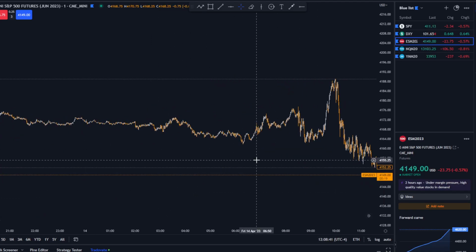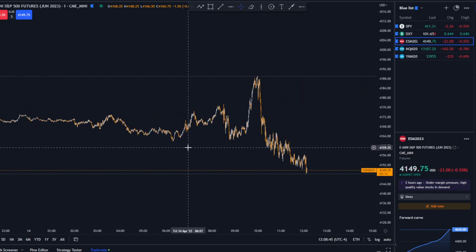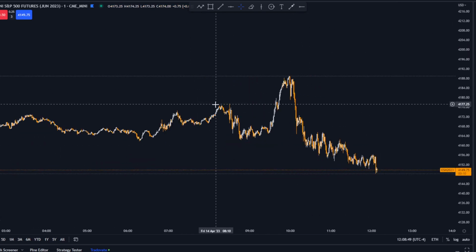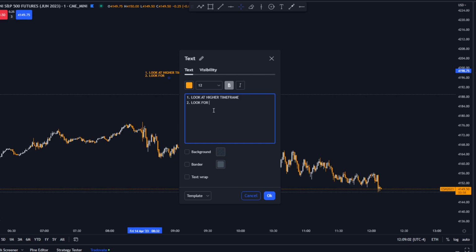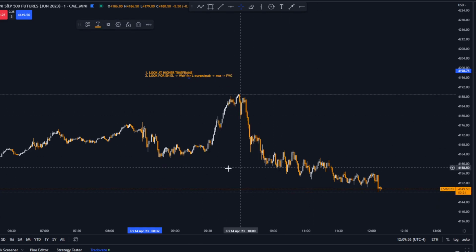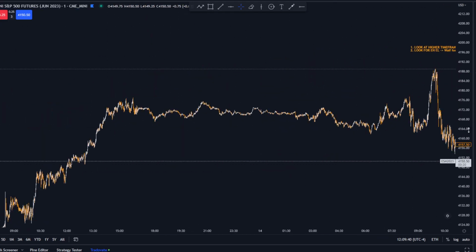It's the 2022 model that ICT was teaching, and it works beautifully. So this is what you should remember: look at the higher time frame. After that, look for equal highs, EH, or ELOW, equal lows. After that, wait for a liquidity push or grab, and then market structure shift, and fair value gap. This is literally all you need to be profitable. Very simple. You can look at the chart, it happens almost every day.